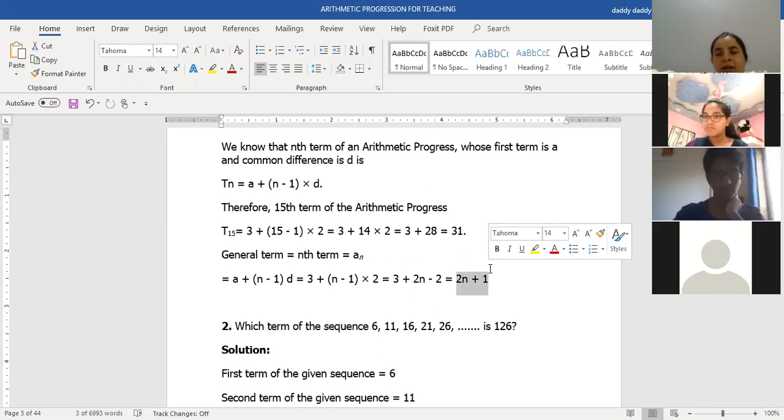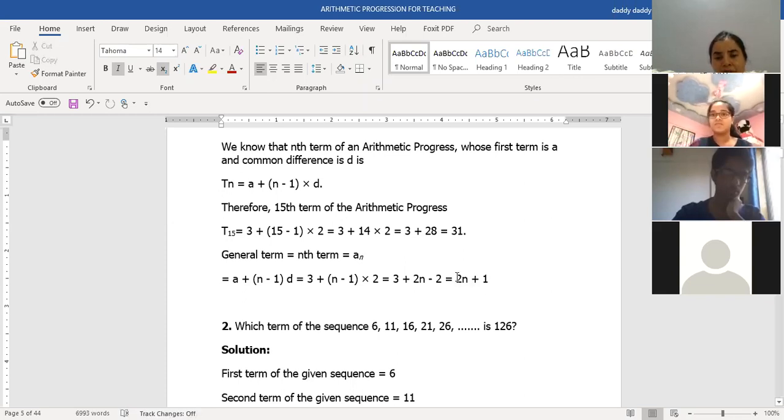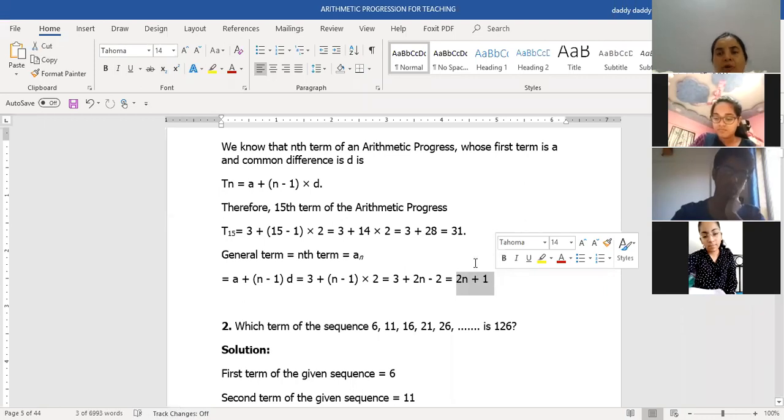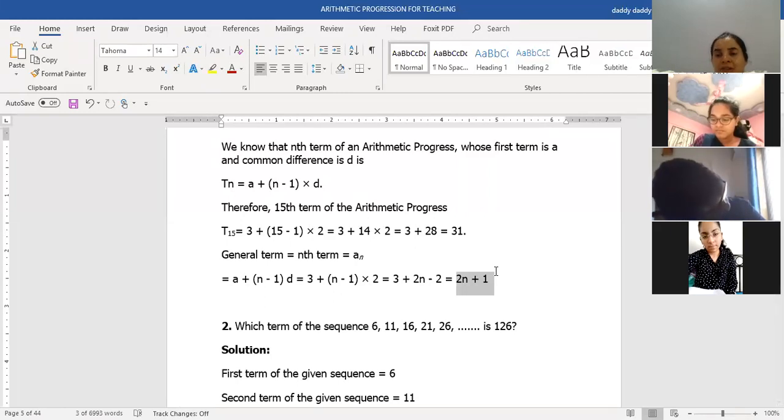Now let's understand why we need to calculate this. What is the importance of this general term? In some of the questions, they will not give you the first term, they will not give you the common difference, they will not give you the members of the series. They will just give you that the general term of an AP is this.